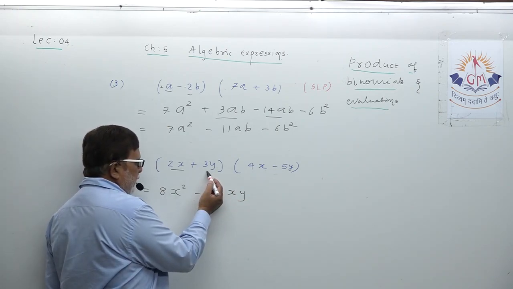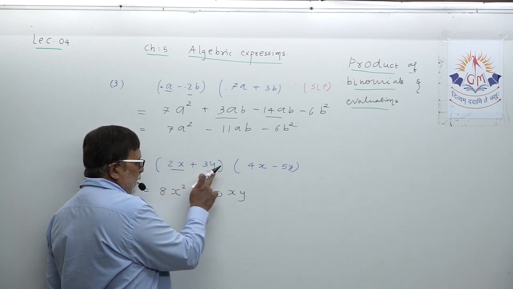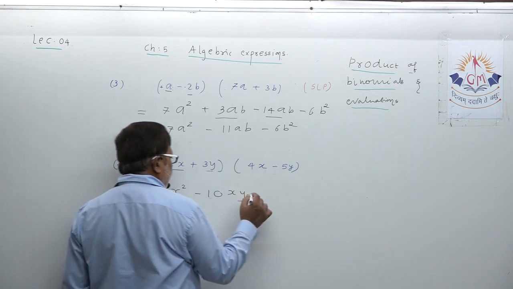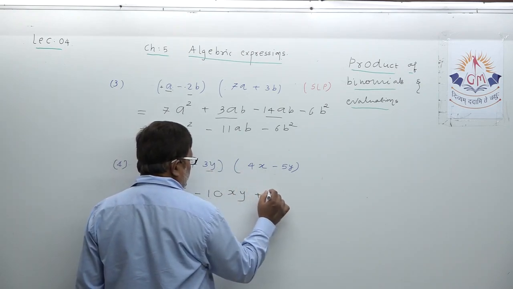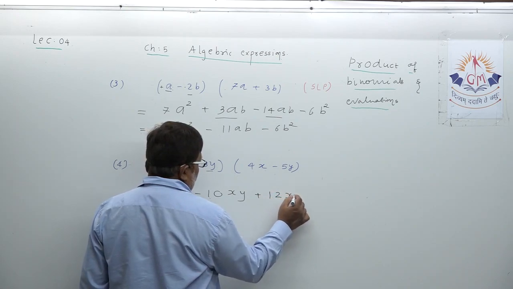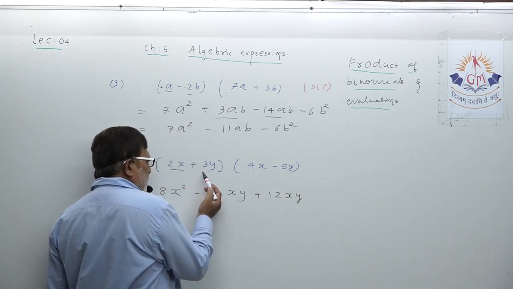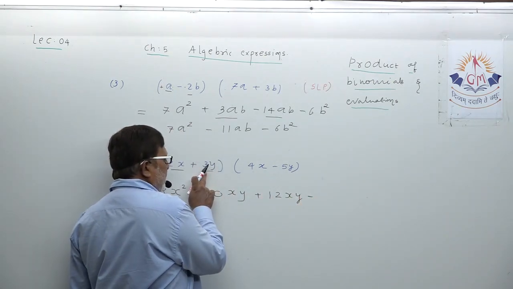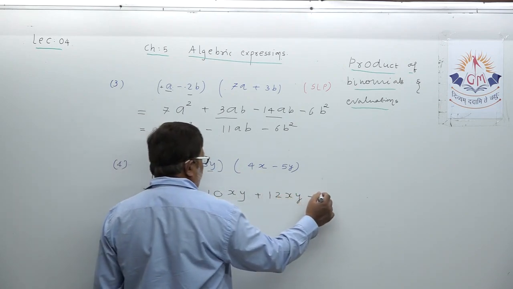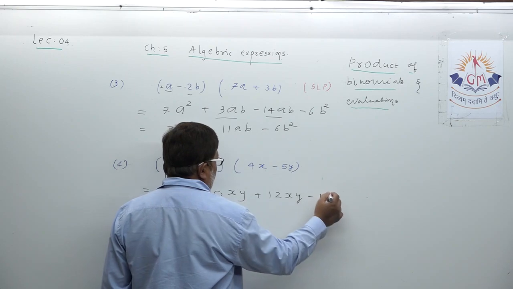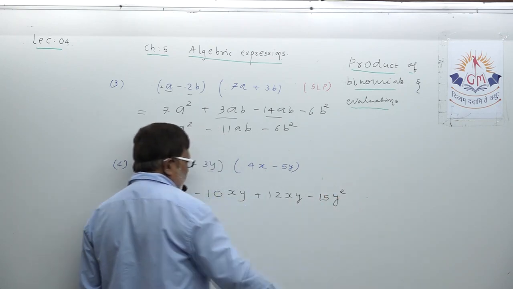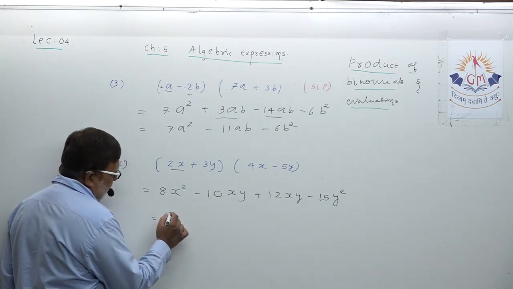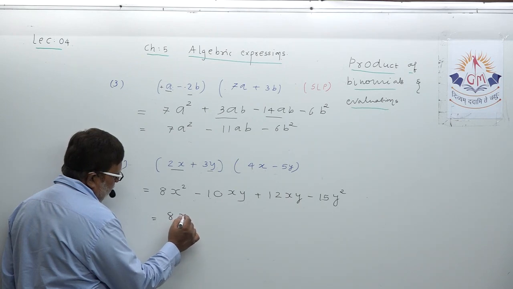Now you target the second term 3y to be multiplied with the second binomial. Again plus plus, that is plus 3 4s are 12xy. Plus minus minus. First target the numbers, 3 5s are 15. And then y into y, that is y square. Again we are able to visualize like terms, first term as it is.